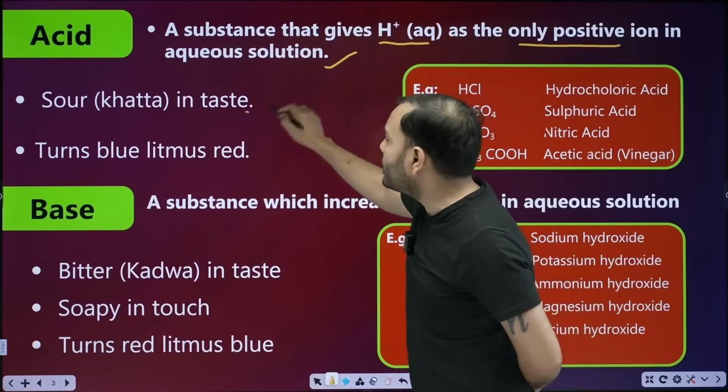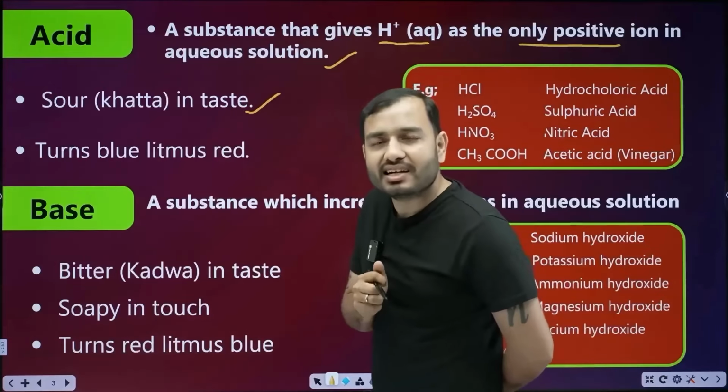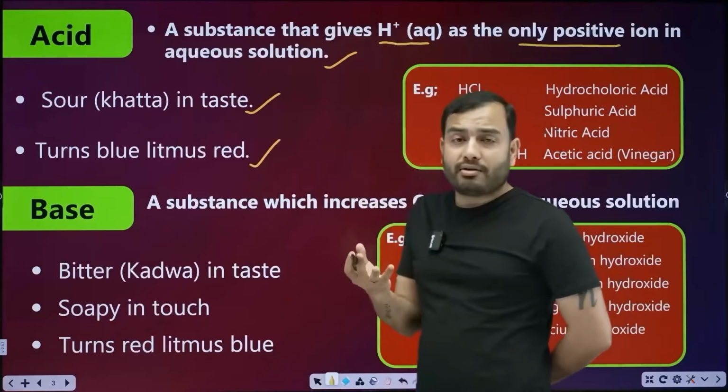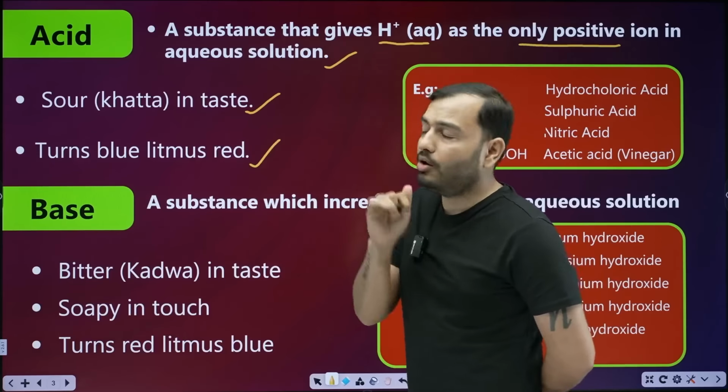All right. How are acids? Sour in taste. Eat a lemon someday. How is it? Sour inside. That is citric acid. Acids turn blue litmus red. If you bring blue litmus paper and dip it in acid, how will it become? It will become red.